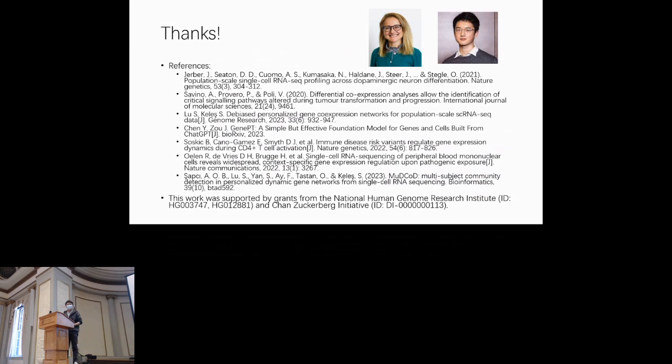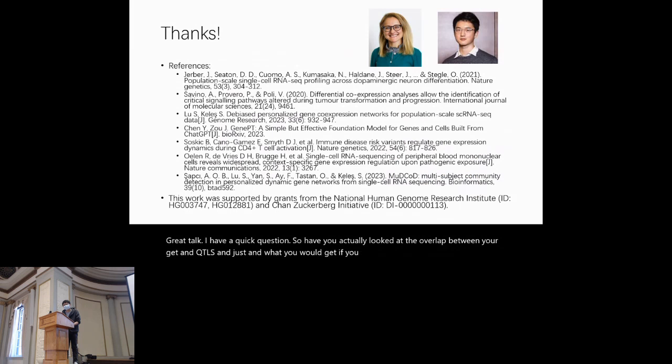Hi, great talk. I had a quick question. Have you actually looked at the overlap between your GET-nQTLs and what you would get if you just tested for association between SNPs and estimated centrality?